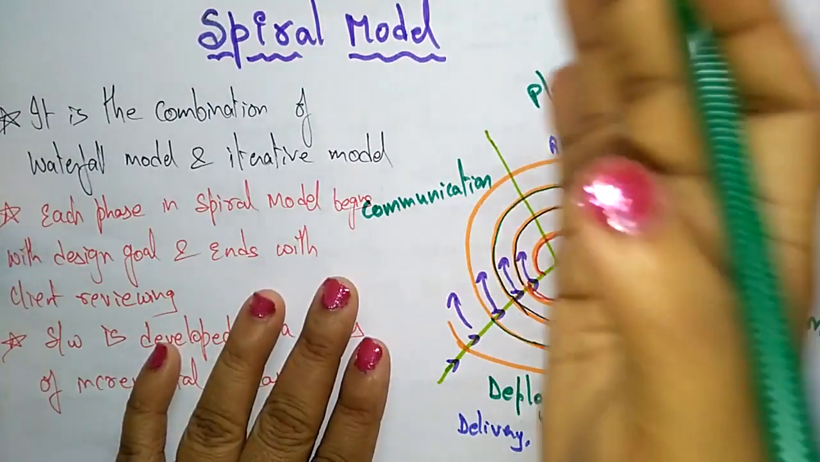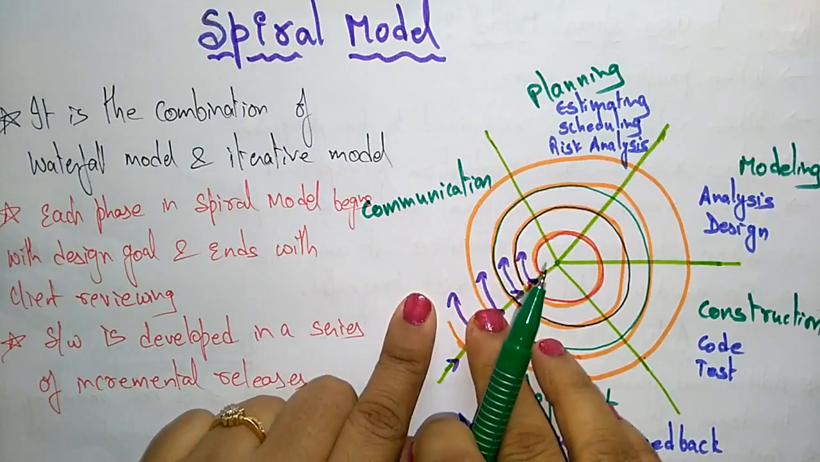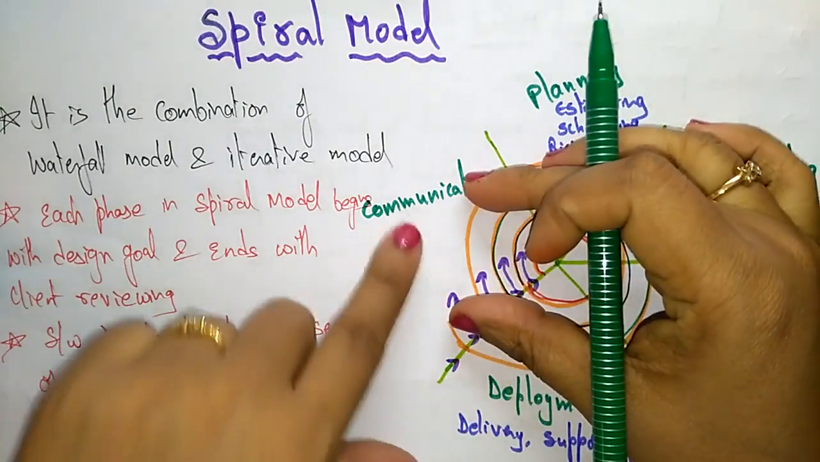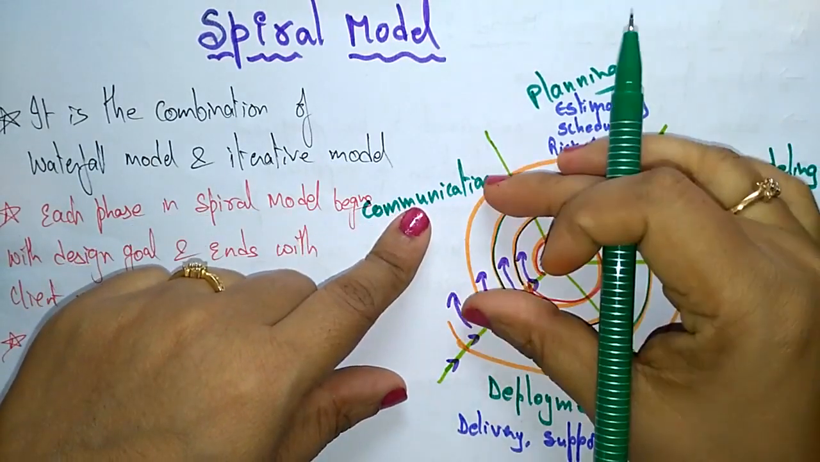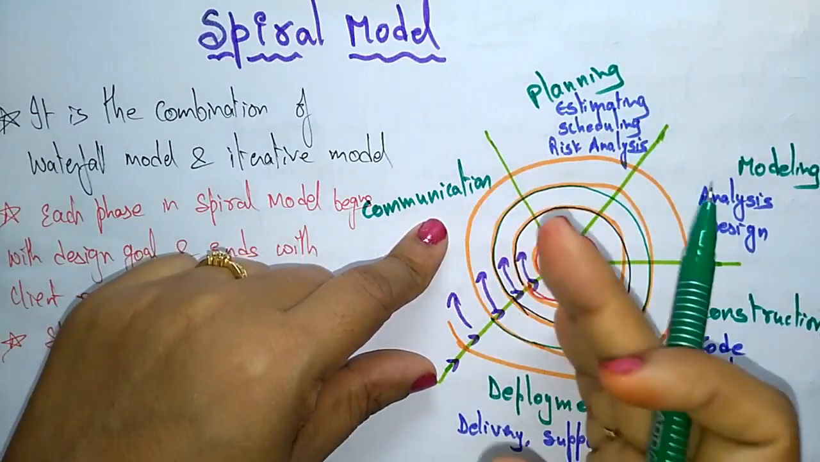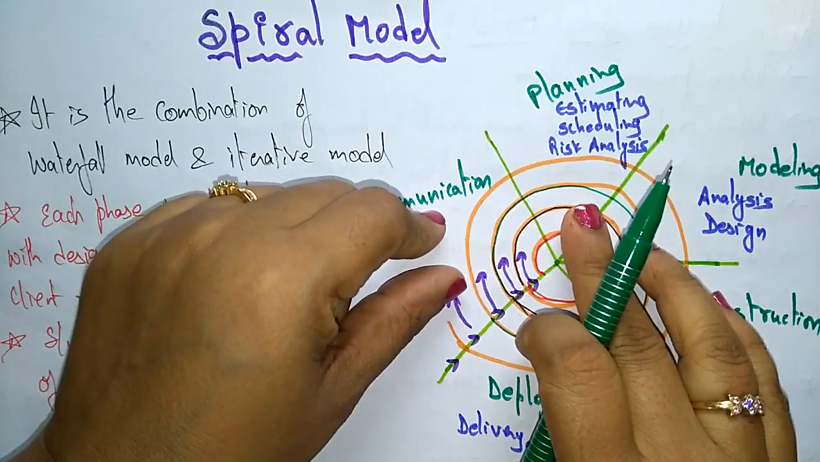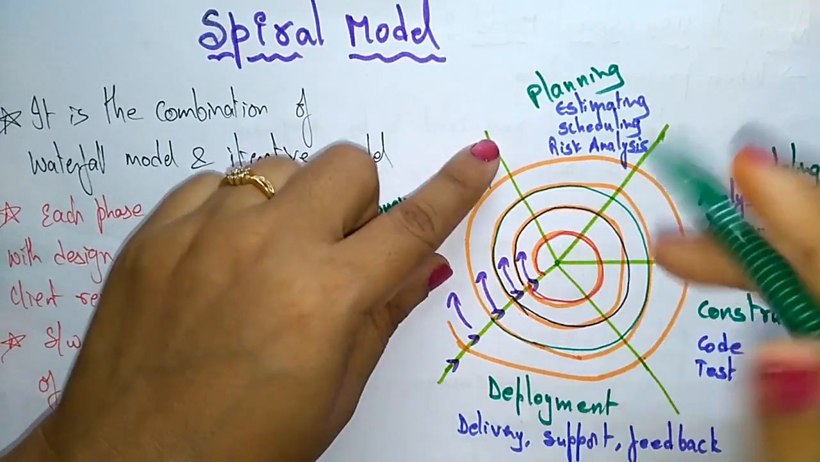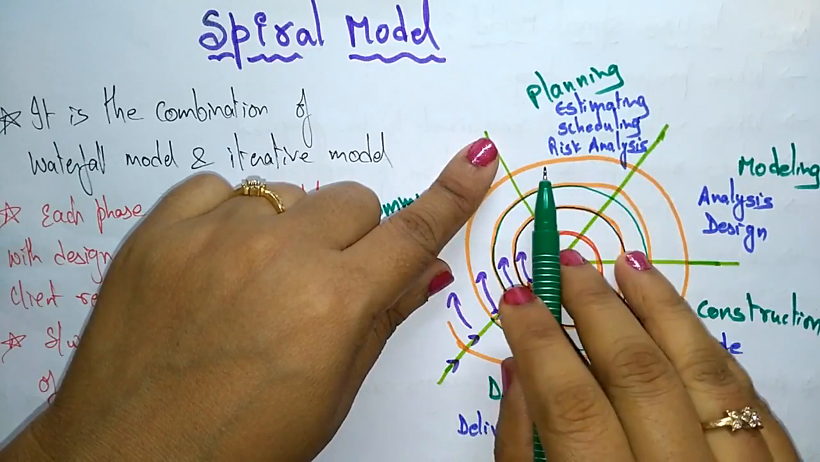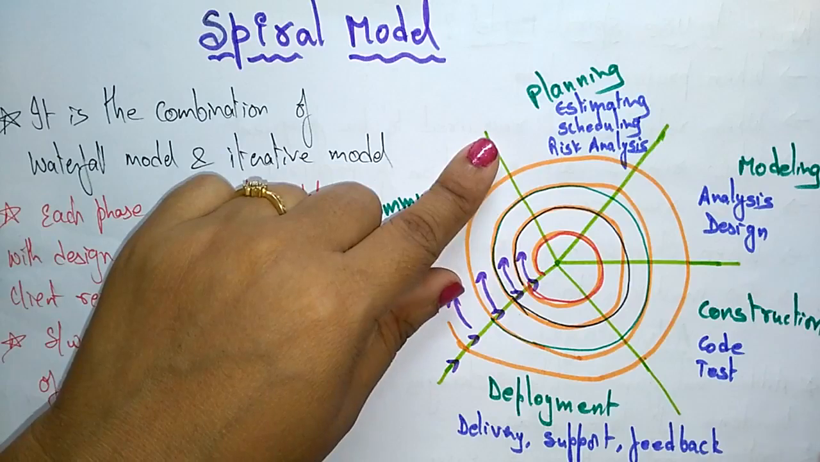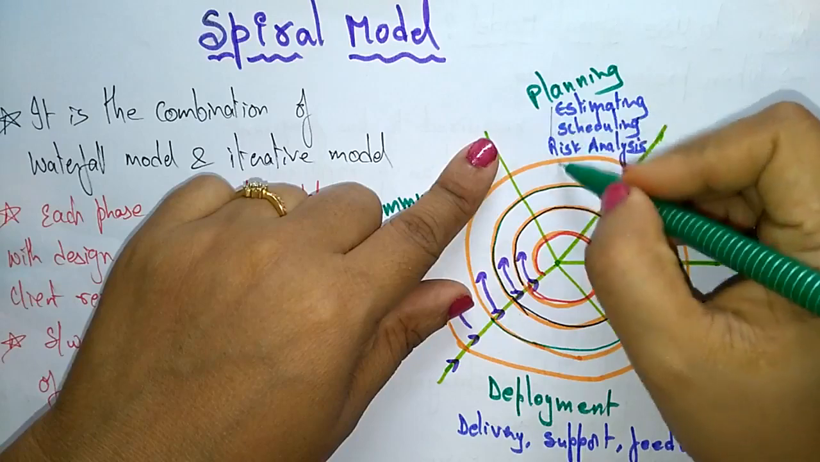The first stage is communication. Communication between the customer and developer starts here. First we discuss the project with the customer: what requirements do they want? That is communication, they are just talking. Next is planning, where the developer has to plan after taking the requirements and specifications from the customer. Planning is nothing but estimating the project, scheduling the project, and risk analysis, the risks undertaken while we develop the project. Those all come under planning.